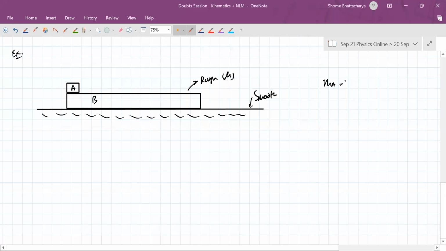Mass of A is equal to mass of B. Say that's M. So this has a coefficient of friction mu. Now at T equal to 0, the block B is at rest, whereas A is given a push or an impulse, because of which it has a velocity v0.